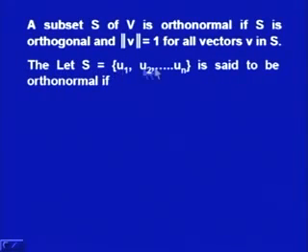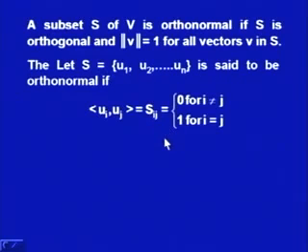The set S consisting of u1, u2, ..., un is said to be orthonormal if the inner product of ui and uj is equal to delta ij, which is 0 when i is not equal to j and 1 for i equal to j. So, what does this definition mean? For example, take u1 and u2, with i equal to 1 and j equal to 2. This is orthonormal if these two vectors are orthogonal. That means the inner product of u1 and u2 is equal to 0 when i is not equal to j. This should be true for all i and j when they are not equal. But if they are equal, the inner product of ui with ui is the norm, and this has to be 1 because it is an orthonormal vector.